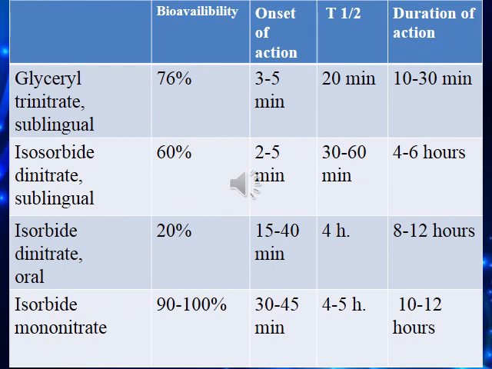Here you can see pharmacokinetic parameters of nitrates in this table. For example, for the glyceryl trinitrate sublingual form, the bioavailability of this drug is 76%, onset of action is 3 to 5 minutes, half-life is 20 minutes, and duration of action is 10 to 30 minutes. And thus, you can also see all these pharmacokinetic parameters of other drugs.